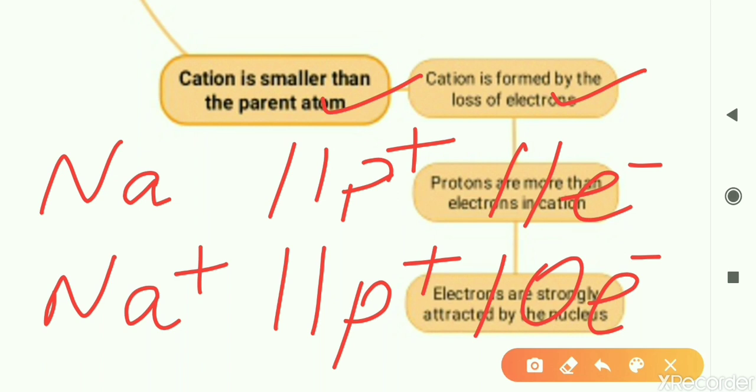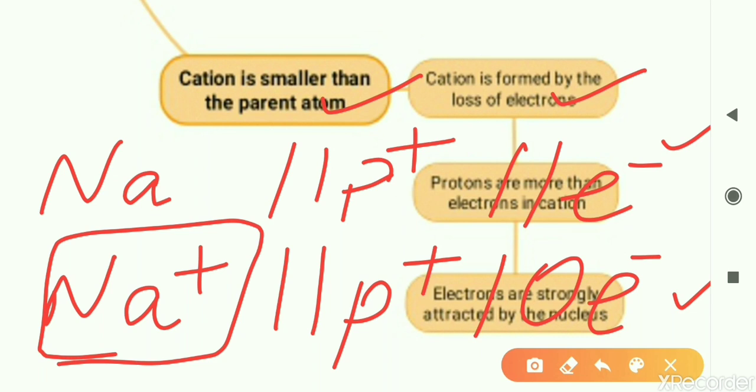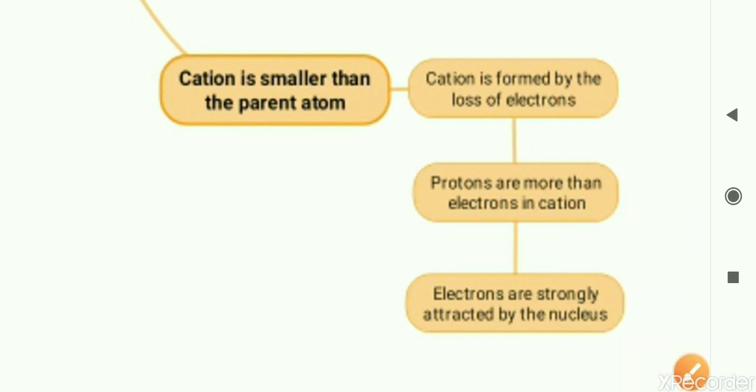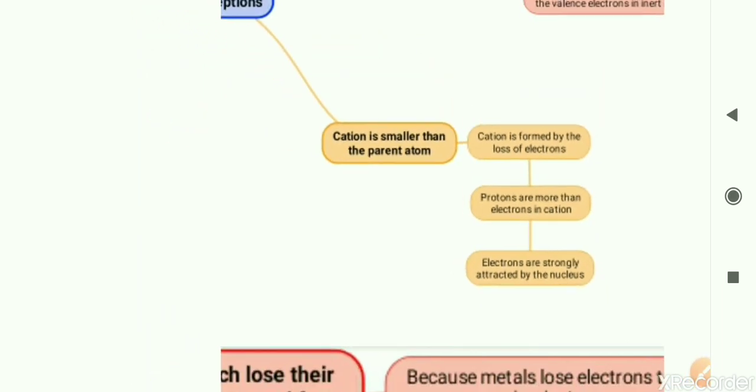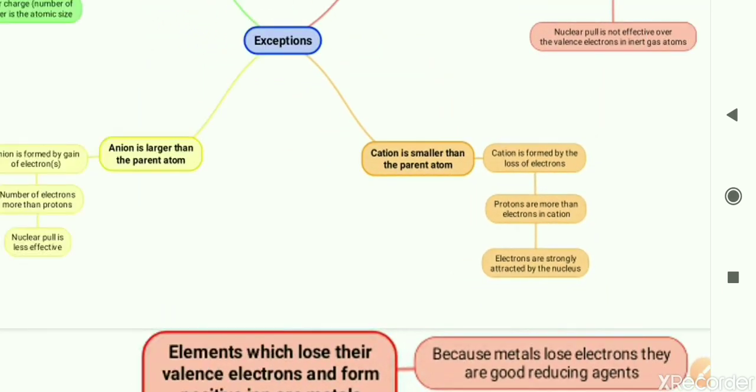Here, the 11 protons are attracting a different number of electrons. So, as a result, in the case of the sodium ion or cation, fewer electrons are there. That is why they can be more attracted towards the center of the nucleus. Hence, the atomic size is reducing. As a result, we will say the cation is smaller than the parent atom. Any cation is smaller than its parent atom.